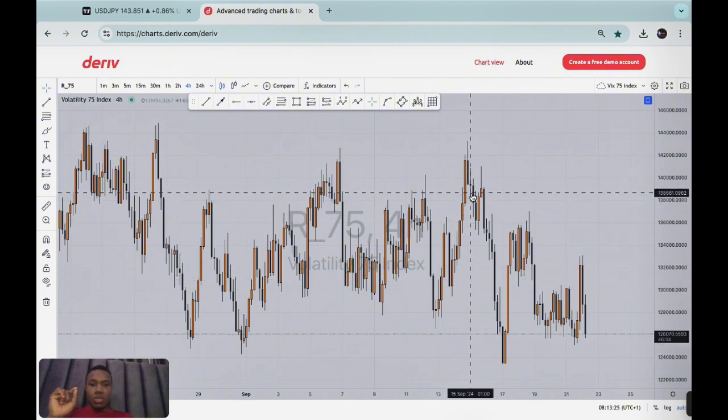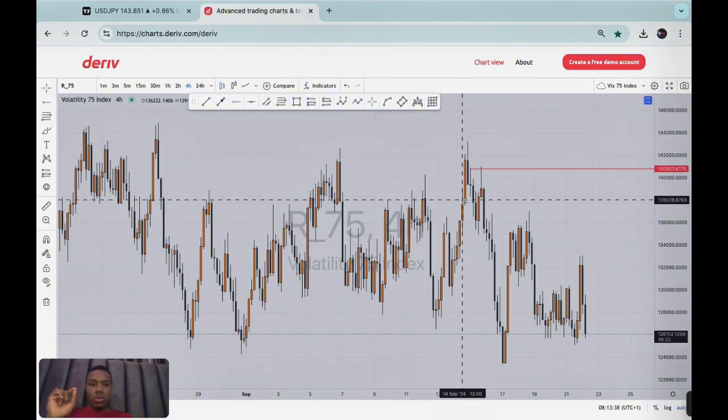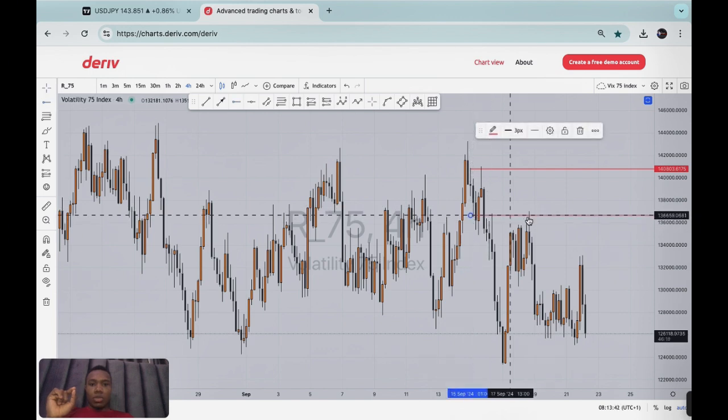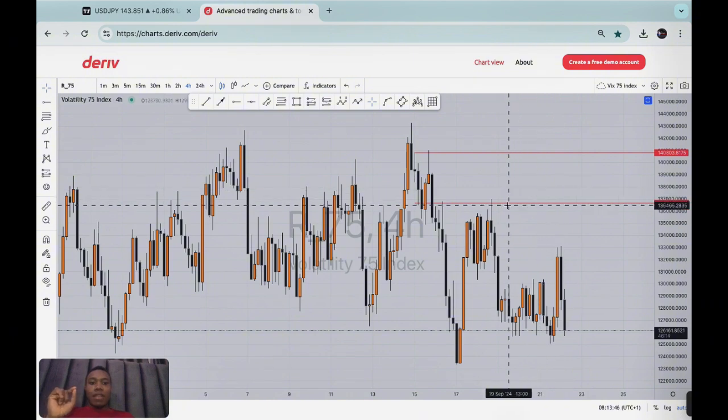This was the first candle. So you need to look at the first two candles of Monday. The first two candles of Monday, and here we have it. You mark the high of that candle and also mark the low of the second candle. What that is going to help us do is know the direction of the market for that week and what we should be looking out for.